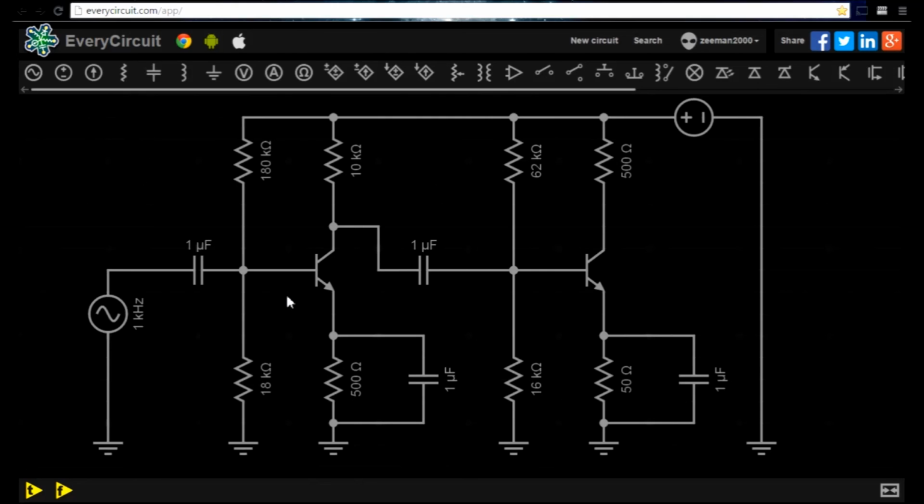I hope you have enjoyed this tutorial. In the next tutorial we will build a circuit using the 555 timer integrated circuit and the components we have learned about in the previous videos.